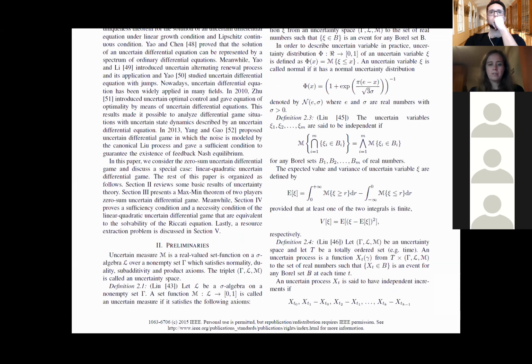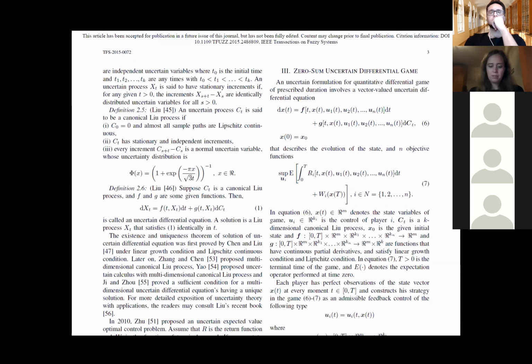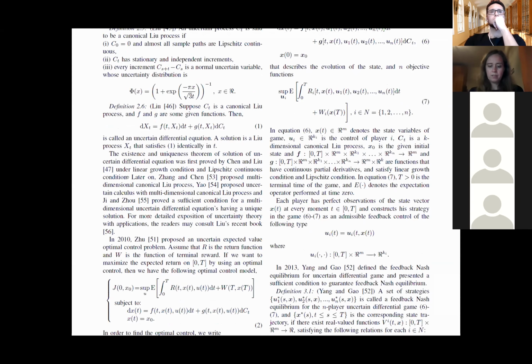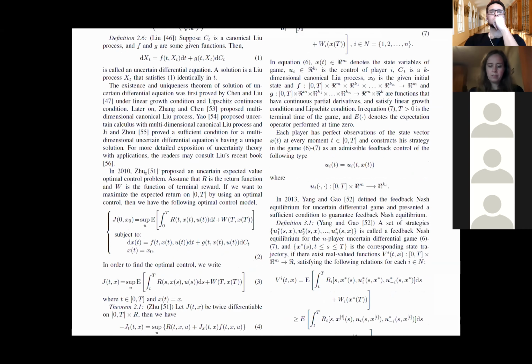So I will introduce the main idea of this paper. In 2010, Zhu and others produced an uncertain expected value optimal control problem. Look at this. This is an optimal control model subject to this. This is an uncertain differential equation.